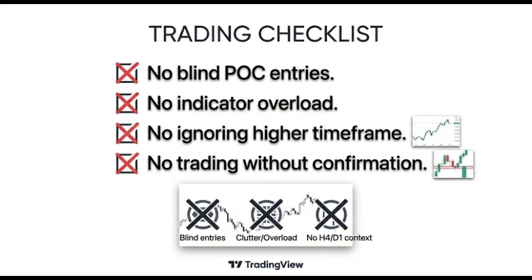is the full framework. Step 1, identify the value area. Step 2, mark the POC, VAH, and VAL. Step 3, identify high volume nodes and low volume nodes. Step 4, decide whether price is in balance or imbalance. Step 5, wait for price action confirmation. Step 6, take only the setups that make sense in context.